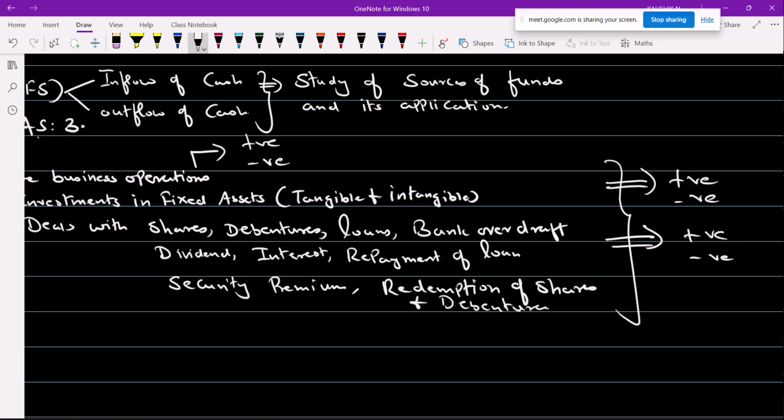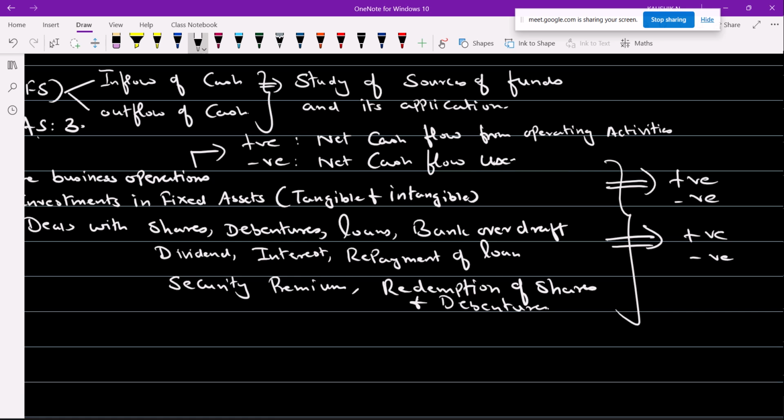When you are receiving a positive value, we will make use of the term net cash flow from whatever the activity. If it's an operating activity, we'll denote it as net cash flow from operating activities. If it's a negative value, we'll declare it as net cash flow used. The word used is a keyword.